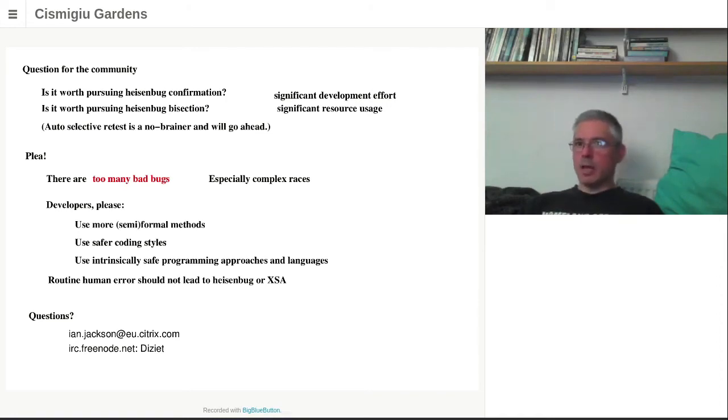So my baseline here is that routine human error should not result in awful Heisenbugs that are impossible to track down or security advisories. We should try to arrange that straightforward individual mistakes by programmers are either avoided or caught somehow.